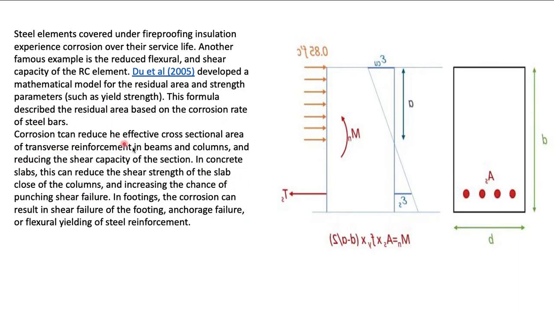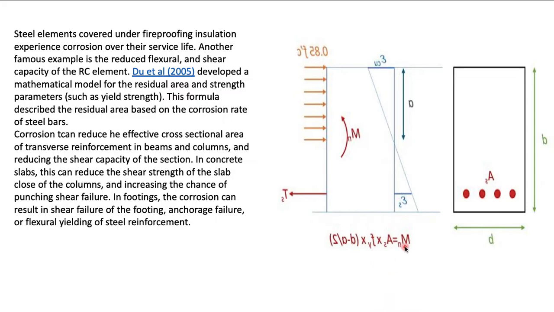Corrosion reduces the effective cross-sectional area of the steel bars in the beams. The picture shows the calculation: these are the bars, this is the depth d and the width b, and this is the area. Here we have 0.45 f'cu, T is the tension in this direction, and this is the compression zone. The picture shows a singly reinforced concrete section.